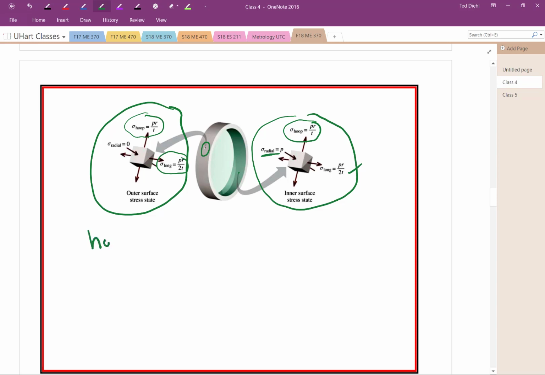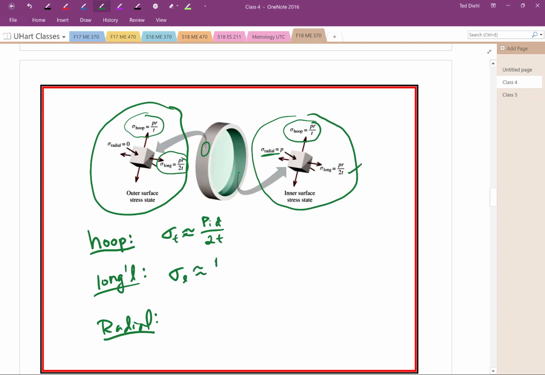So just to summarize here, we have these three stresses: hoop, longitudinal, and radial. I'll often write T for tangential just to be in common, and I'll put approximately p_i times d divided by 2t. Longitudinal, sigma L, I'll say approximately because that too is an approximation when it comes to thin-walled pressure vessels: p_i d over 4t. And then sigma r, and this is only on the inside, is equal to p_i. I left the i's out.